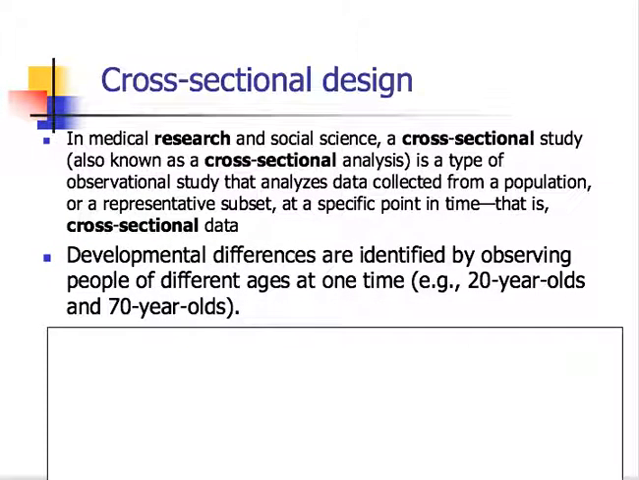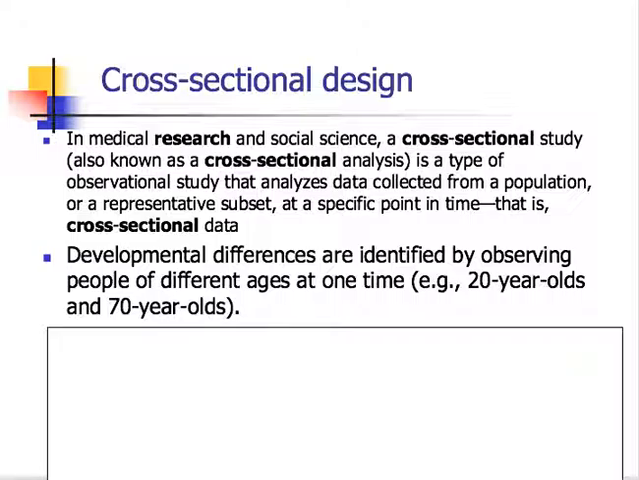Cross-sectional designs are often contrasted with longitudinal. In a cross-sectional design, and they're both observational, we might say that it's a type of observational study that analyzes data collected from a population or representative subset at a specific point in time, and that gives cross-sectional data. Maybe an easier way to say it is that several groups of people are studied at one time.